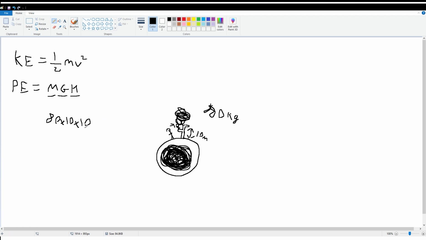Don't know if I subconsciously did that. Then we have 100 times 80, which equals 8,000. Does it? Yes. Okay. So, 8,000 joules of energy is gained because of his movement there.